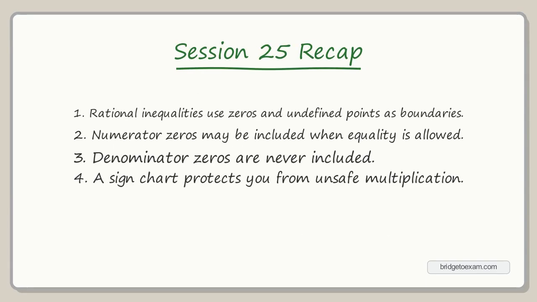Let's recap. Rational inequalities use zeros and undefined points as boundaries. Numerator zeros may be included when equality is allowed. Denominator zeros are never included. A sign chart protects you from unsafe multiplication.